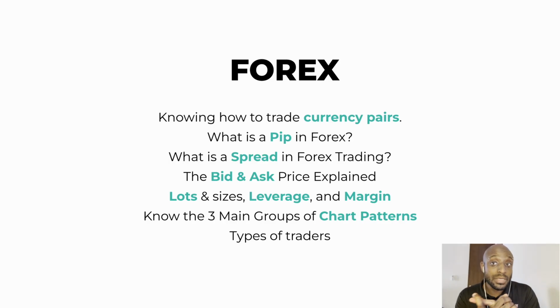You should know what currency pairs are. You should know what the base pair is. You should know what pips are. You should know what the spread is. You should know what bid and ask means. You should know what lot sizes, leverage, margin, chart patterns. You should have an idea of what type of trader you might want to be. Are you a scalper? Are you a swing trader? Are you an intraday trader? You should have an idea of what those things mean at this point.